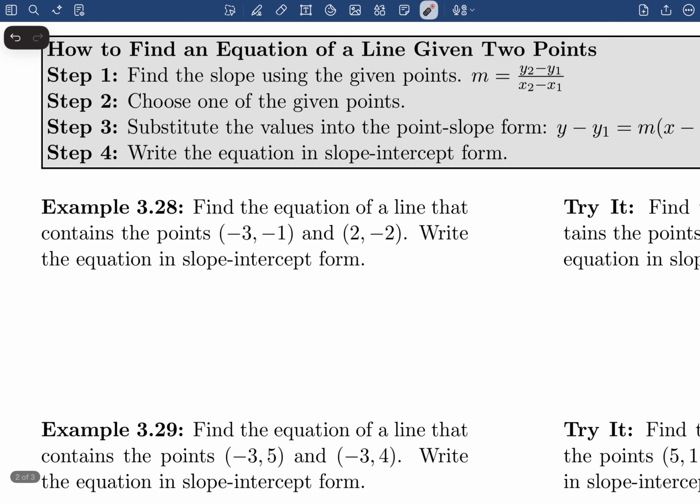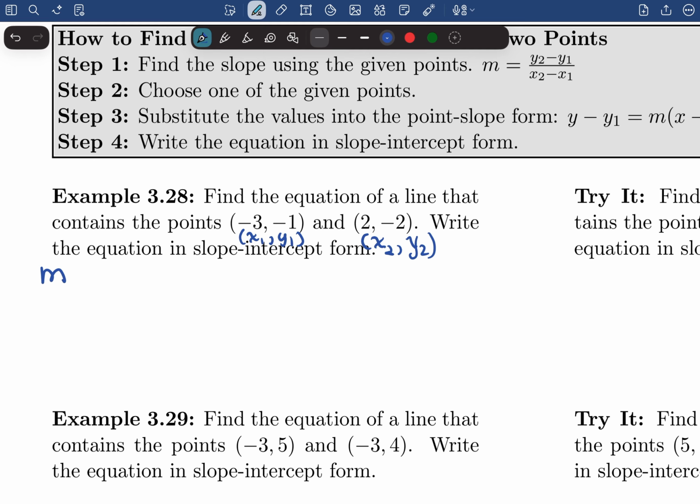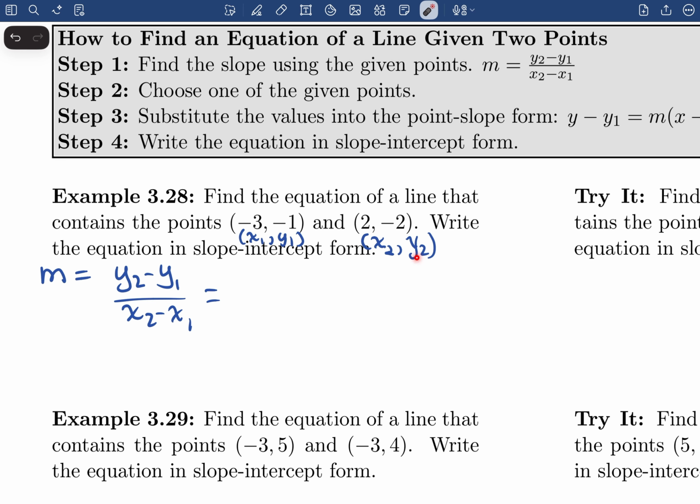So it says find the equation of a line that contains these points, -3 comma -1 and 2 comma -2. Write the equation in slope-intercept form. Great. So this first point, it's called x1 comma y1. And the second point is x2 comma y2. It's our second point. So we're going to plug that into the slope formula. m equals y2 minus y1 divided by x2 minus x1. So that will be, I'll show you, y2 minus y1 divided by x2 minus x1. Let's plug in their values.